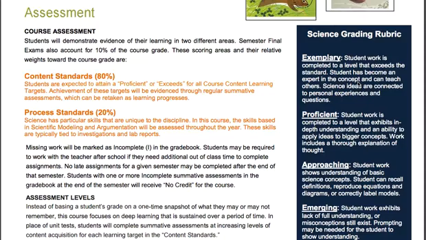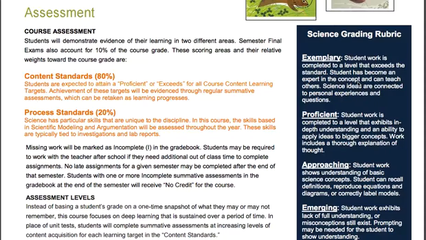So the content standards, these are the ones that are the pieces of information about the science knowledge that a student has. So students will either be proficient or exceeds for all learning targets, and I'll talk about what that means in a minute. And the summative assessments, which we'll be giving throughout the class, which can include many different types of assessments from quizzes to tests to projects, will all be used to see what students understand about the content of the class. The second standard is the process standards, and these are science skills.